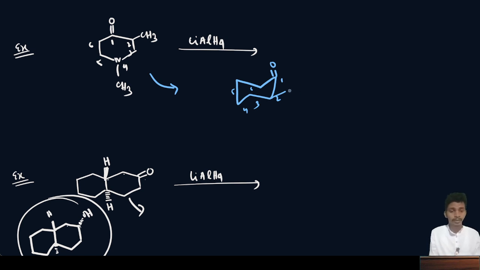Since it is a bulky group, I will put it in an equatorial position at 1, 2, 3, and at position 4 nitrogen is there, so mention that nitrogen is here. And here we also have CH3. Since stereochemistry is not mentioned and CH3 is a bulky group, I will put it in the equatorial position, and the lone pair will be at the axial position. So this is how we convert this cyclohexane into the chair form.